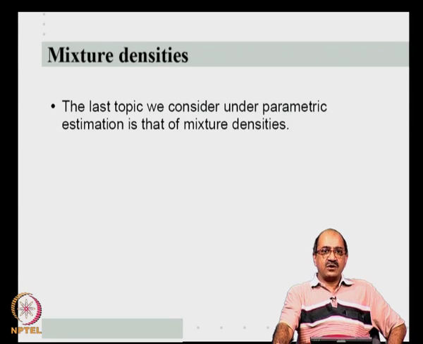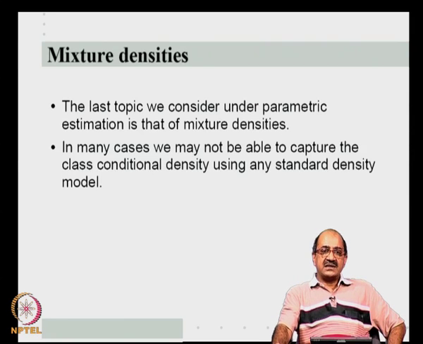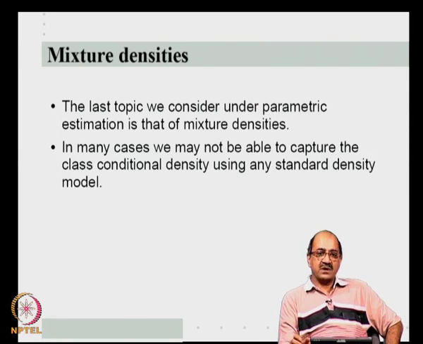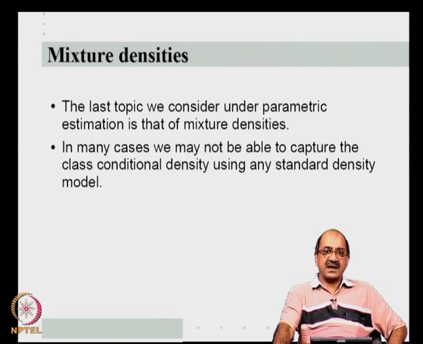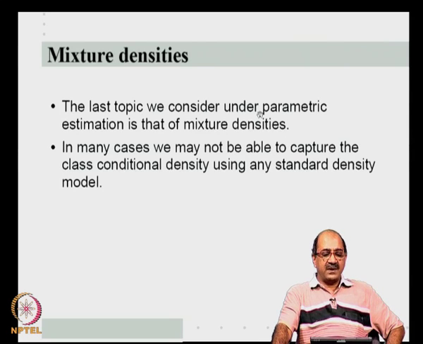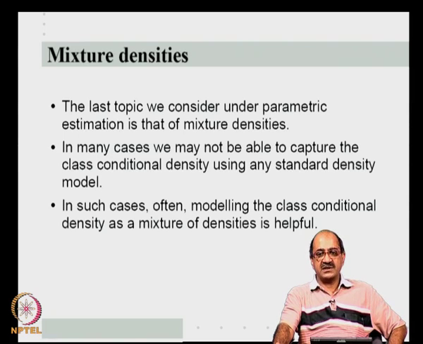So, as I said, we are going to look at the last topic, namely mixture densities in parametric estimation. Today we will consider estimation of mixture of densities. The basic idea is that in many cases, the standard density models such as exponential or normal or gamma do not necessarily capture the underlying data distribution. One reason could be that most densities are unimodal and the data distribution may not be. In such cases, it is often very helpful to consider a mixture of densities as a class conditional density model. That is, instead of thinking of a class conditional density as a single normal, we may think of it as a mixture of normals or mixture of exponentials and so on.